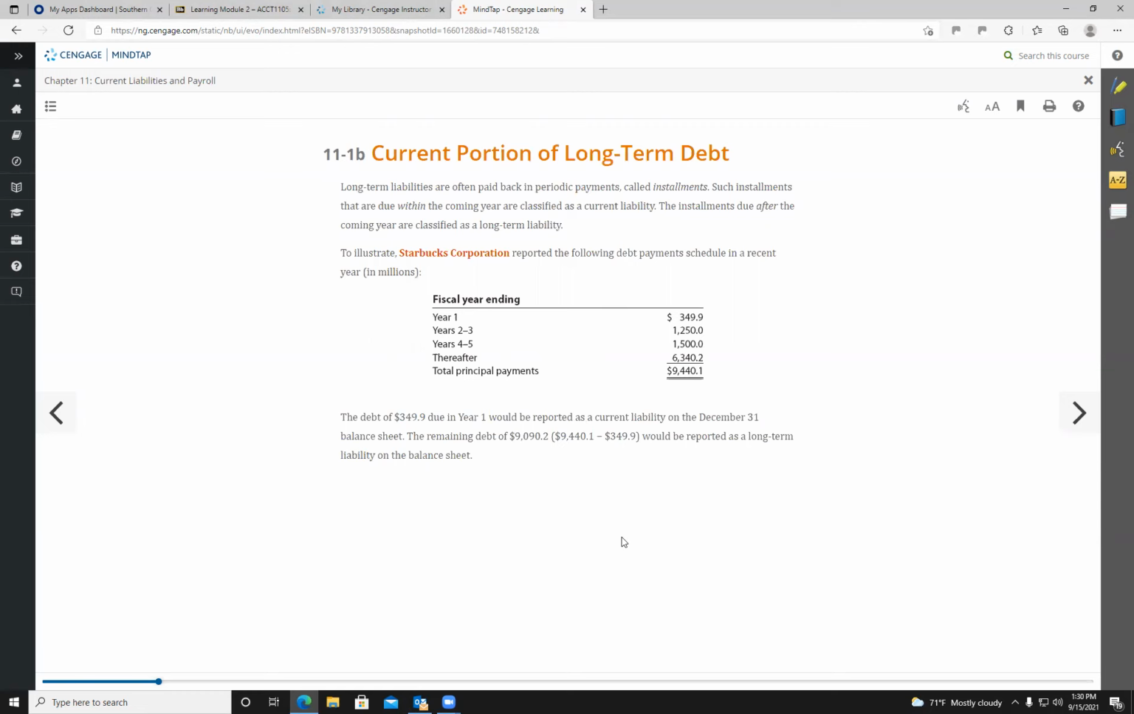So this is what they basically mean. That was an example of what they mean when they talk about a current portion of long-term debt. If you look here, they said that of the total debt, 349.9 will be listed as a current liability. And then the remaining debt, which is the total principal payments of 944.40 less the 349, that difference is what you would list in the long-term liability section of the balance sheet.